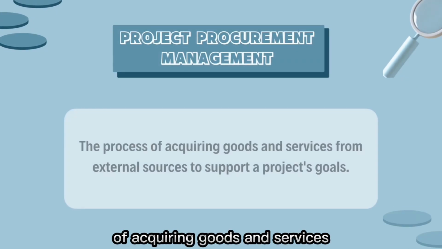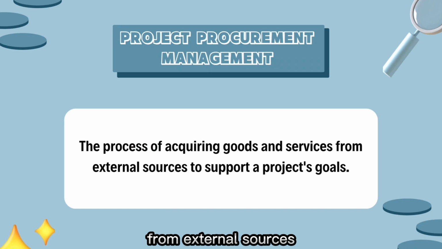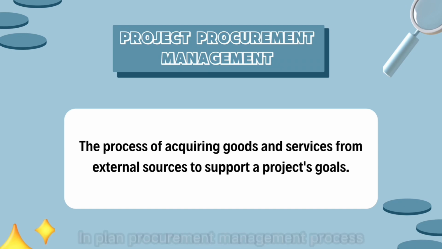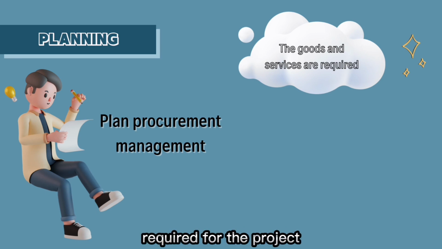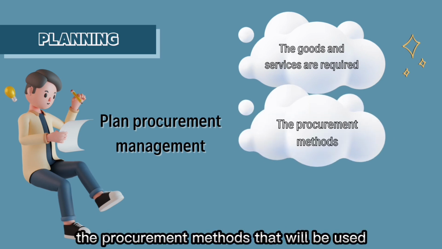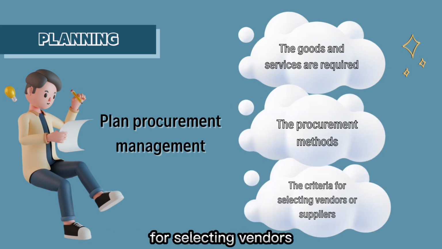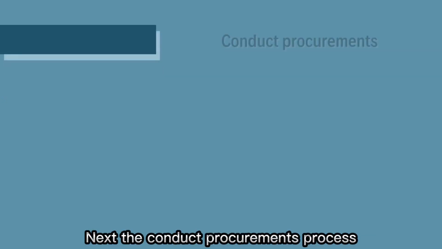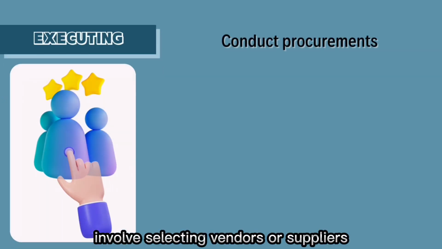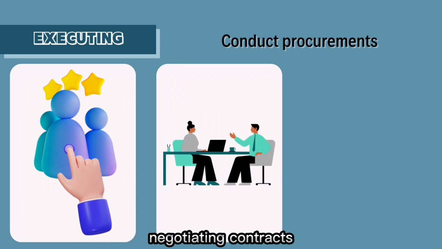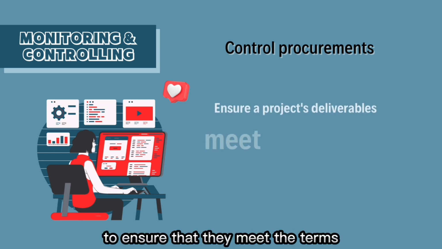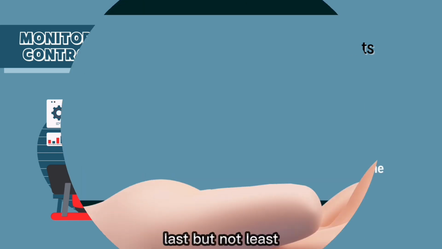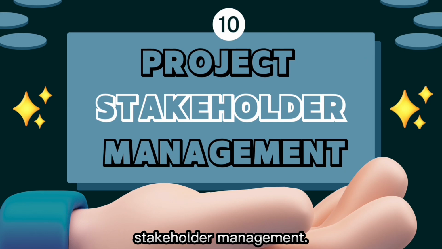This is the process of acquiring goods and services from external sources to support a project's goals. In plan procurement management process, the plan should identify the goods and services required for the project, the procurement methods that will be used, and the criteria for selecting vendors or suppliers. Next, the conduct procurements process involves selecting vendors or suppliers, negotiating contracts, and awarding contracts. In control procurements, the procurement team will monitor vendor or supplier performance to ensure that they meet the terms and conditions of the contract.